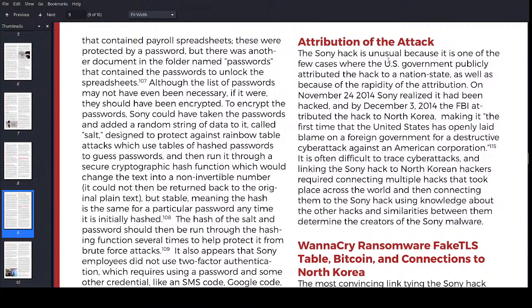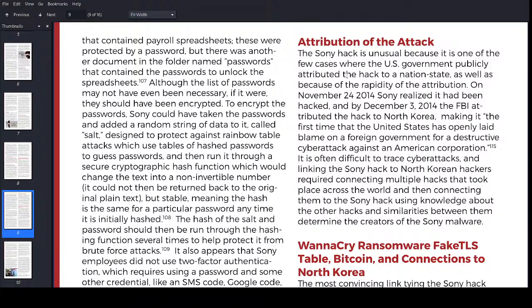Attribution of the attack. The Sony hack is unusual because it is one of the few cases where the U.S. government publicly attributed the hack to a nation state, as well as because of the rapidity of the attribution. On November 24, 2014, Sony realized it had been hacked, and on December 3rd, 2014, the FBI attributed the hack to North Korea, making it the first time the United States has openly laid blame on a foreign government for a destructive cyber attack against an American corporation.